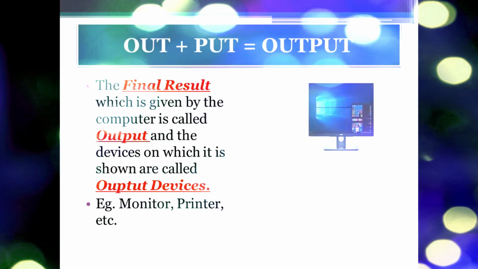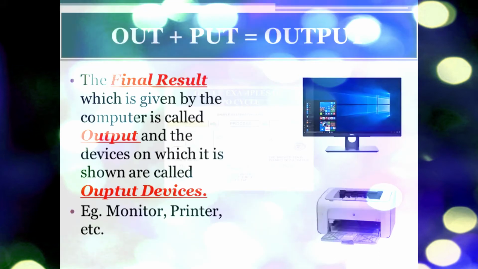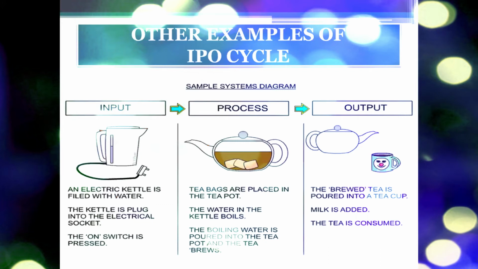The final result which we get is an output, and the devices where I am getting the output are called output devices. Now, in terms of a computer, if I talk about displaying, the output is always displayed on the monitor, and hence the monitor is an output device. If I take a printout, then the printer becomes my output device. If I am speaking something, then other examples are speakers. So all these are examples. Now let's learn about other examples of the IPO cycle surrounding us.